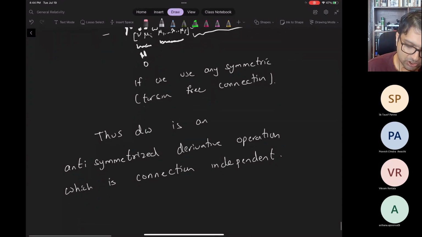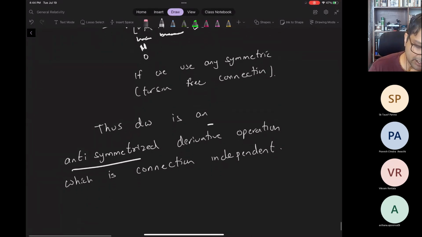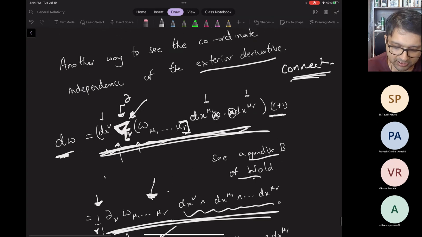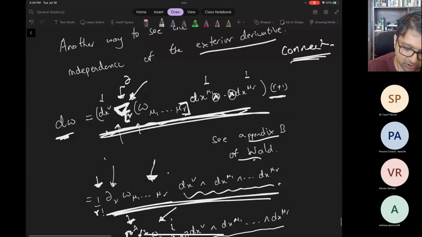So basically d omega is some kind of anti-symmetrized derivative operation, which is actually independent of the exact choice of the connection that you use. Which is why it looks strange that we use this particular derivative, which is a coordinate dependent derivative, but you really see that the coordinate dependence is artificial, in the sense that you could have used any general connection to define this derivative, and you would have still got effectively the same result for d omega.